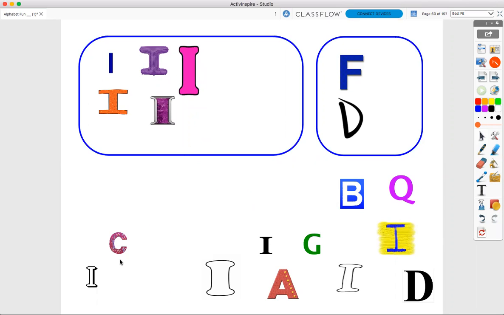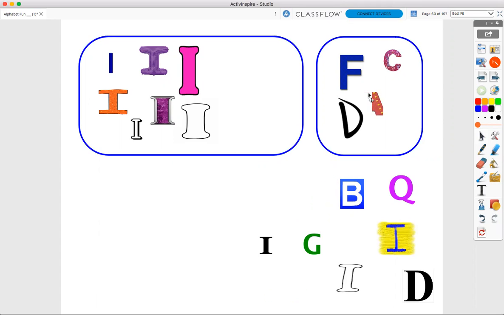Yes. What about this? No, not the letter I. Is this the letter I? Yes. Capital letter I. What about this? Is this the letter I? Yes. Uppercase letter I. Is this the letter I? No. Is this the letter I? No. Is this the letter I? Yes. Letter I.